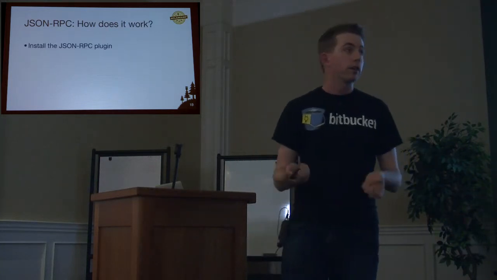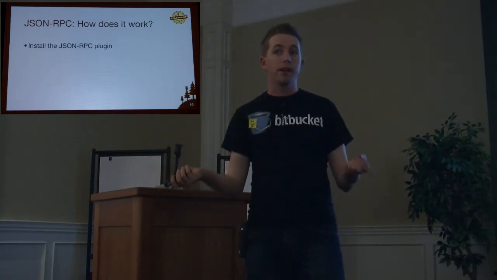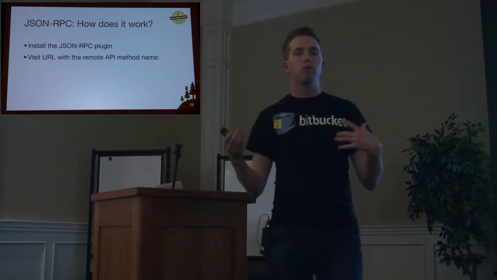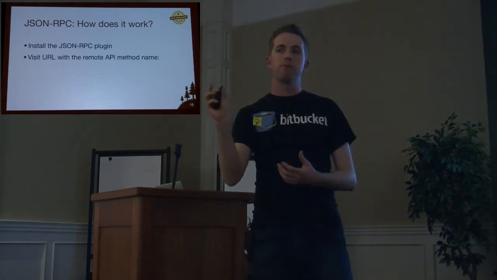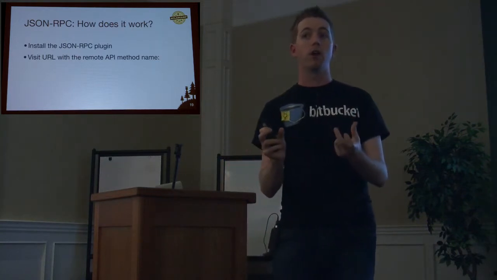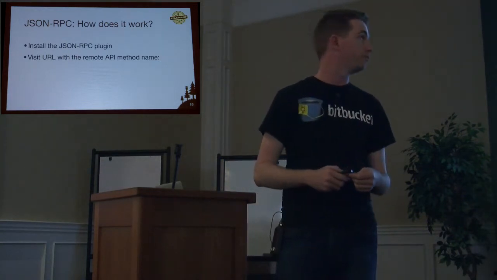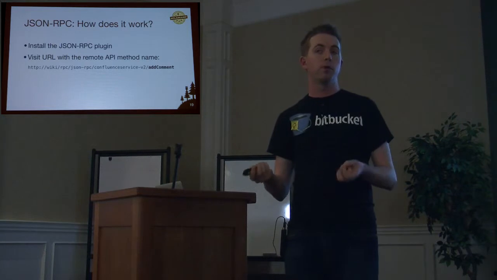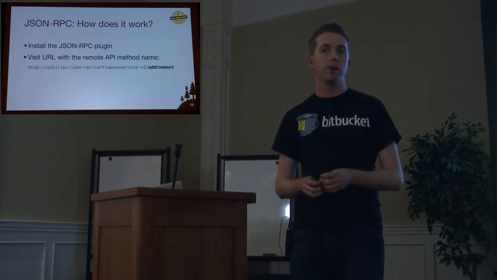So how does it work? You need to install the plugin at the moment, and then you look up the method name from the SOAP API documentation that you want to hit, and you construct a URL that includes that method name in the URL. So for example, here's the Confluence API to add a comment.